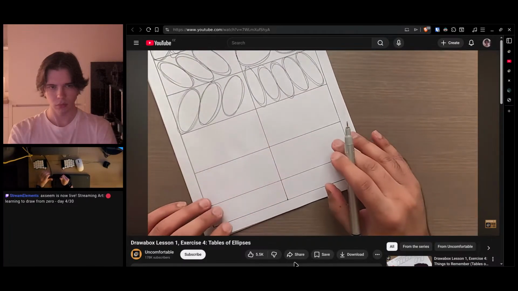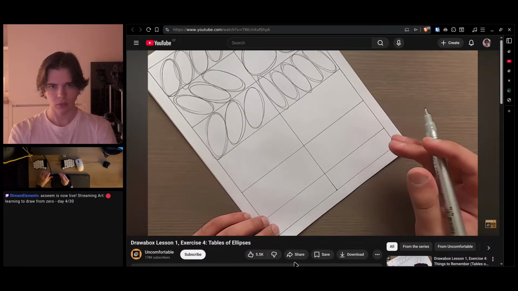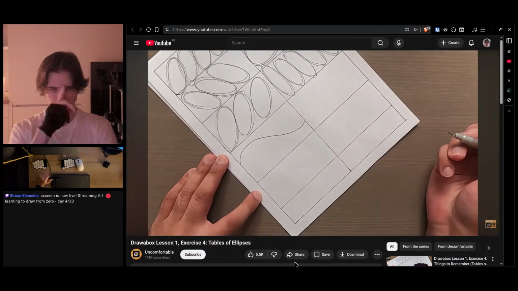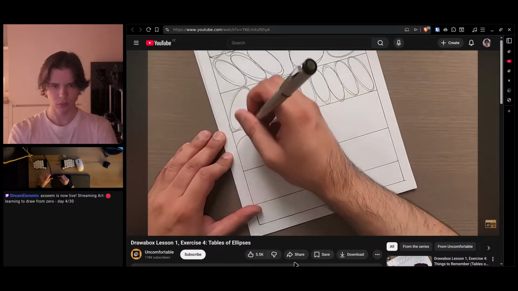As you get comfortable with this exercise, there's another variation you can try. Here I'm drawing a simple wavy line through the middle of one of the rectangular spaces. It breaks the space into uneven sections.